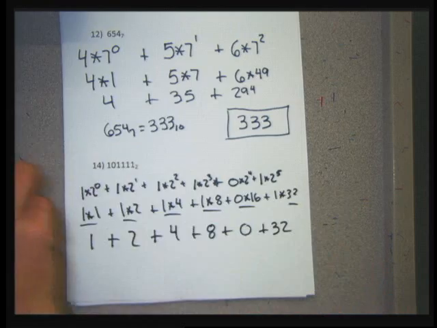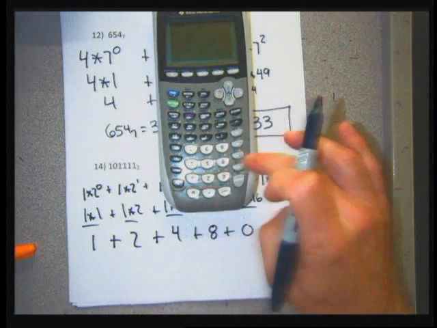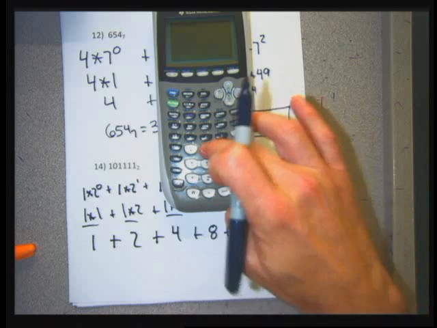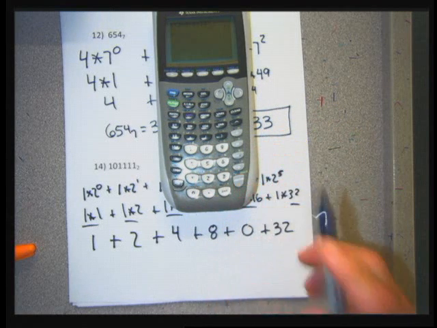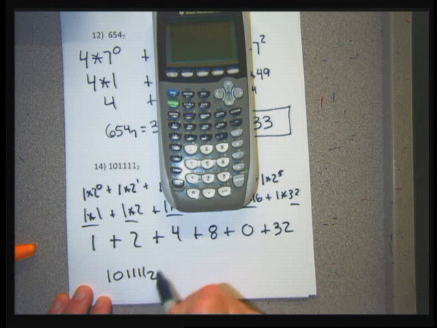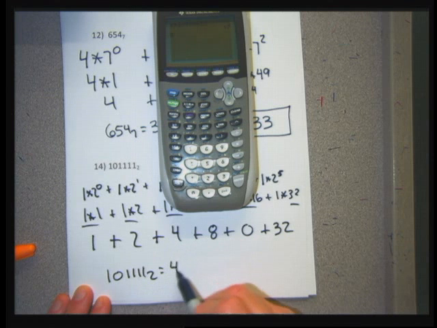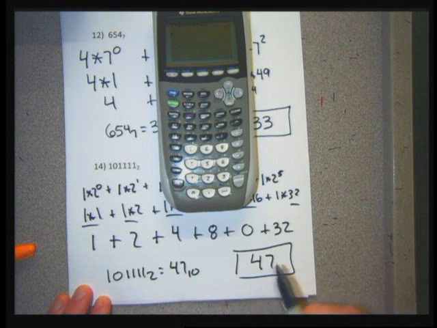And I just add these numbers up. Way safer to do it on my calculator. So I go 1 plus 2 plus 4 plus 8 plus 32. I don't need to put the plus 0 in there. And I get 47. So 101111 base 2 is equal to 47 base 10. And again, if I'm writing an answer to this, I'd probably just write down the number 47 and be happy with that.